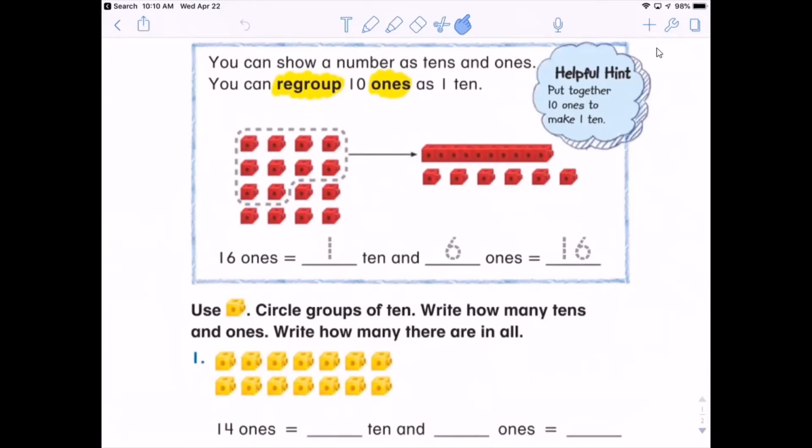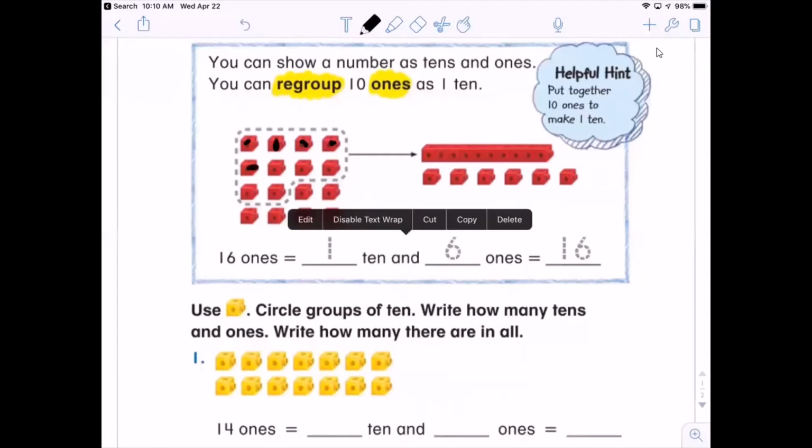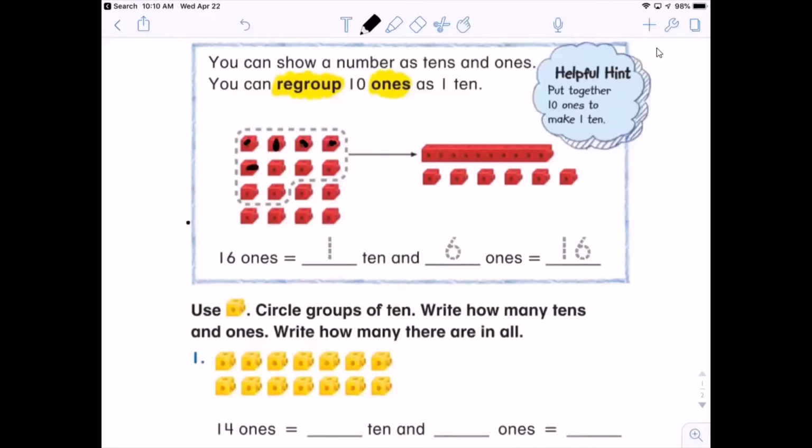Okay, we're counting our groups of 10. 1, 2, 3, 4, 5, 6, 7, 8, 9, 10. I group them. This is the same like this because right here I have 10. Okay, that's my 10 rod.